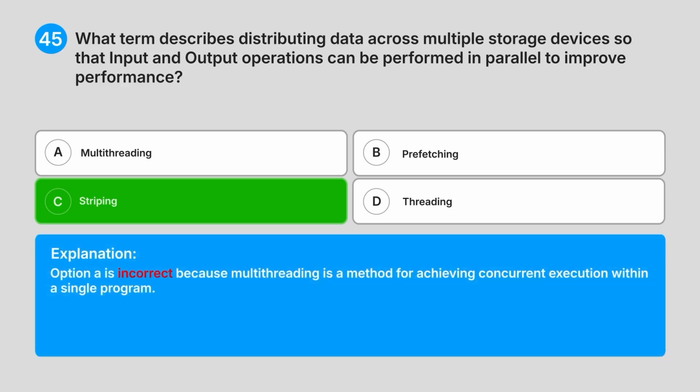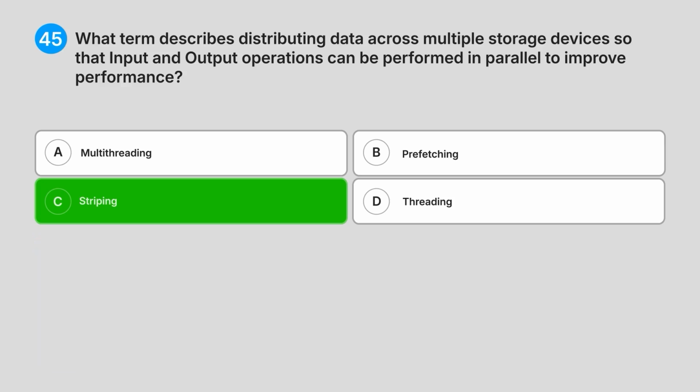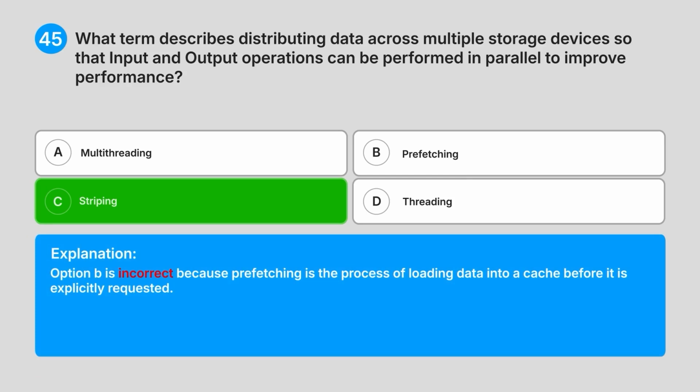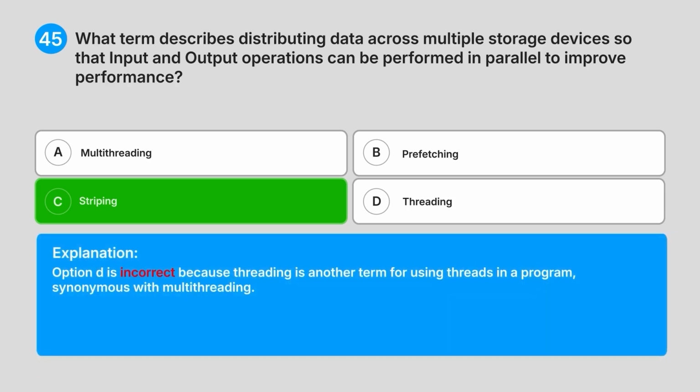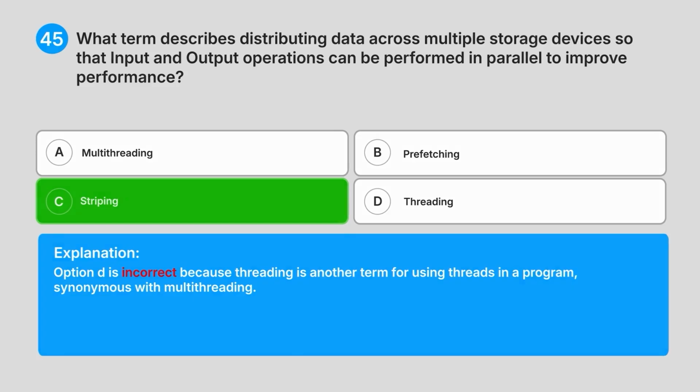Option A is incorrect because multi-threading is a method for achieving concurrent execution within a single program. Option B is incorrect because prefetching is the process of loading data into a cache before it is explicitly requested. Option D is incorrect because threading is another term for using threads in a program, synonymous with multi-threading.